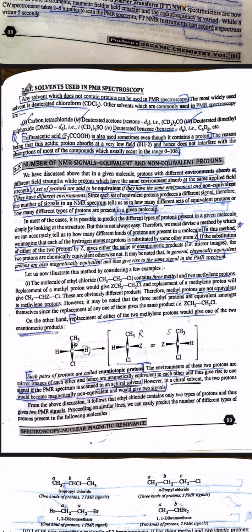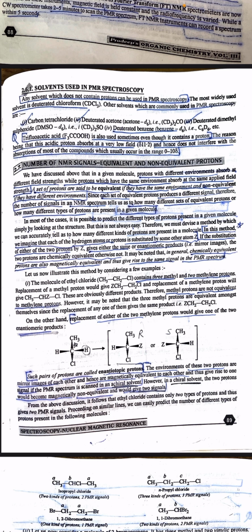Solvents used in PMR spectroscopy. Any solvent which does not contain protons can be used in PMR spectroscopy. The most widely used solvent is deuterated chloroform. Other solvents which are commonly used are carbon tetrachloride, deuterated acetone, deuterated dimethyl sulfoxide, and deuterated benzene.